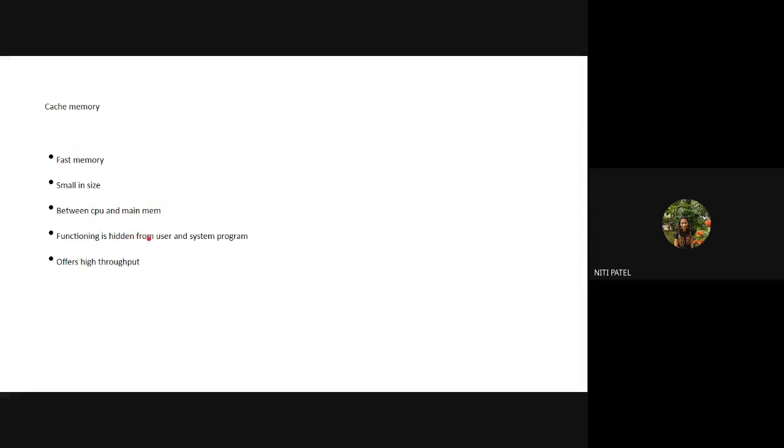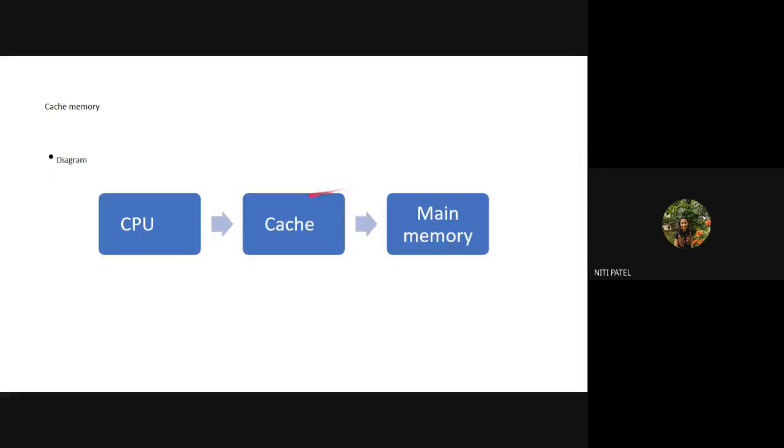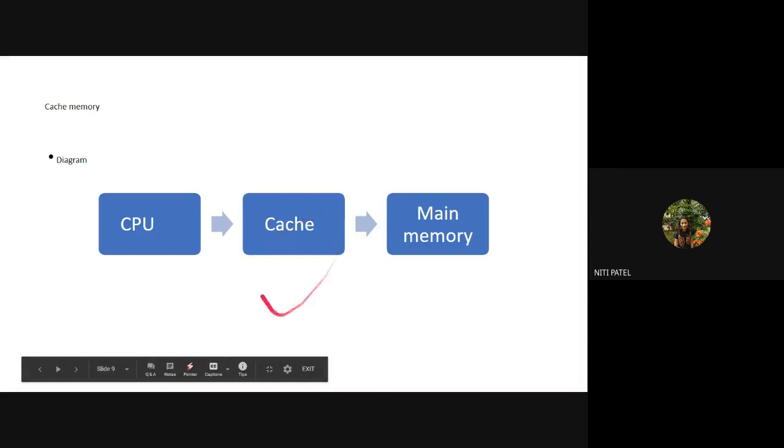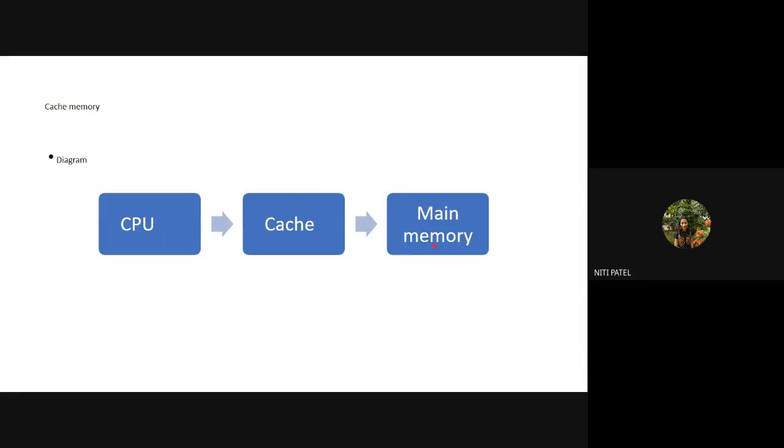The functioning of this memory is hidden from the user and the system program. So you will never come to know how this cache is going to work. Whatever exchange of data is happening between the CPU and main memory, it is assumed by the user that it is happening directly between the CPU and main memory. But what is happening inside the system is that it is happening via this cache memory.